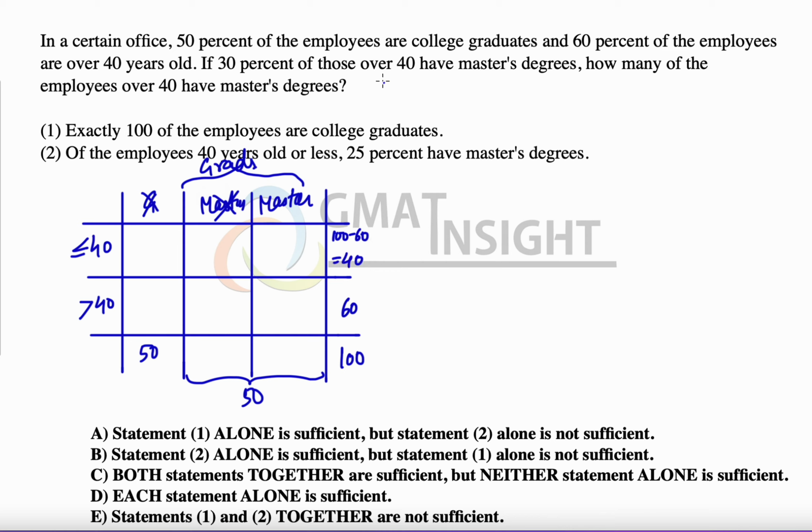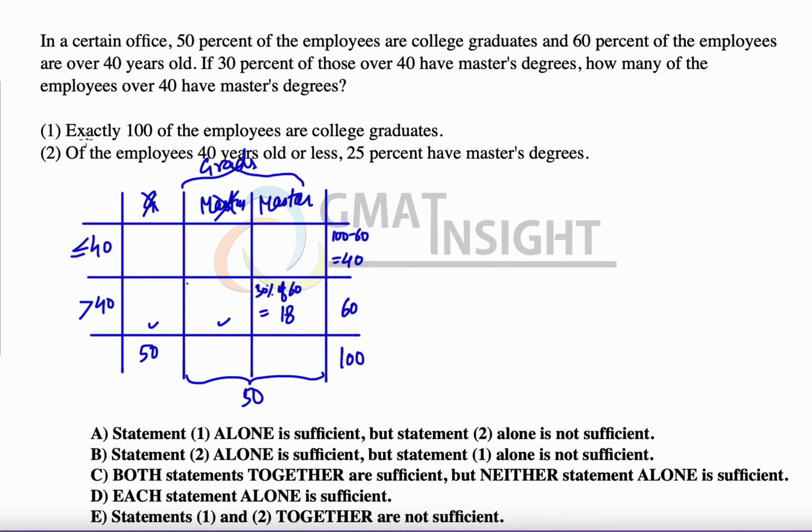Next line, 30% of those over 40. So 60 are the people over 40 and 30% of them have a master's degree. That means this should be 30% of 60, so that becomes equal to 18. That means the rest of the 60 has to be distributed between these two parts, people who are not graduates and graduates without masters. But so far we have this much information, and make sure that you understand that everything is actually in percentages because we have assumed that the base sample population is 100.